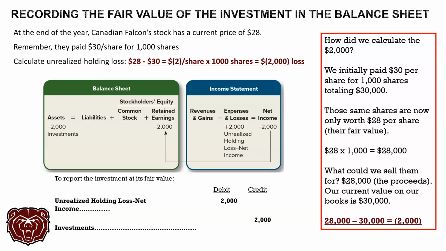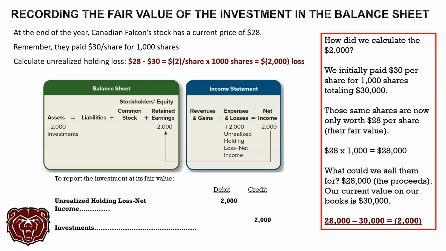How much cash would we get for a single share? Well, right now, $28. What do we have it recorded at on our books? $30. So you take the 28, you reduce it by 30, that gives you a negative $2 per share. That's your unrealized loss because this hasn't really happened yet. We're just recognizing in our net income that if we did sell these today, this is what we would suffer. We would give up the right to $2,000 worth of cash.